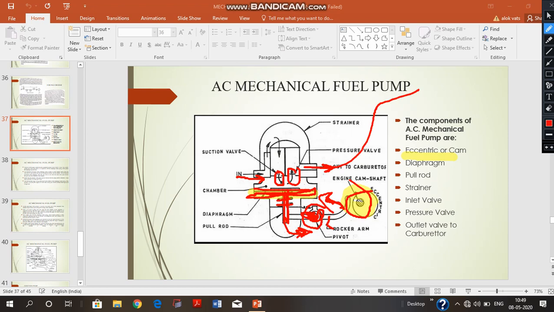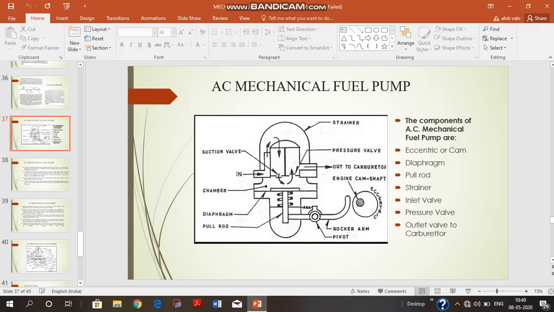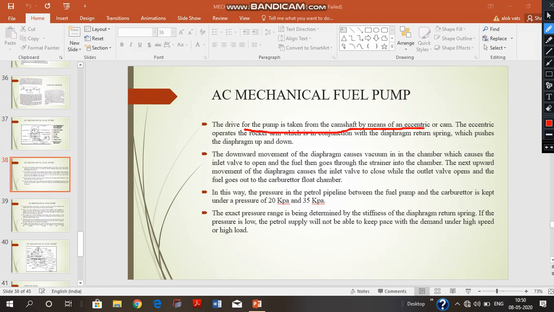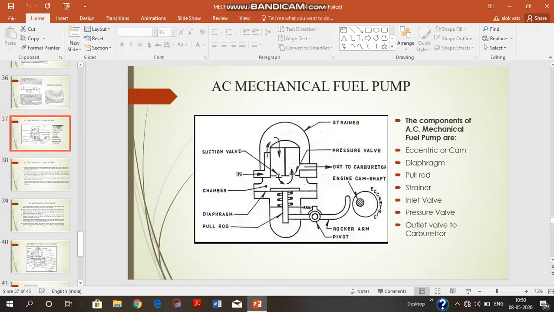For discussing its working, we first move to the next slide. First of all, from where is it operated? The drive of the pump is taken from the camshaft, which is essentially an eccentric or a cam. As already discussed, this is a cam, and it essentially operates this pump. We can see this cam is actually like this.